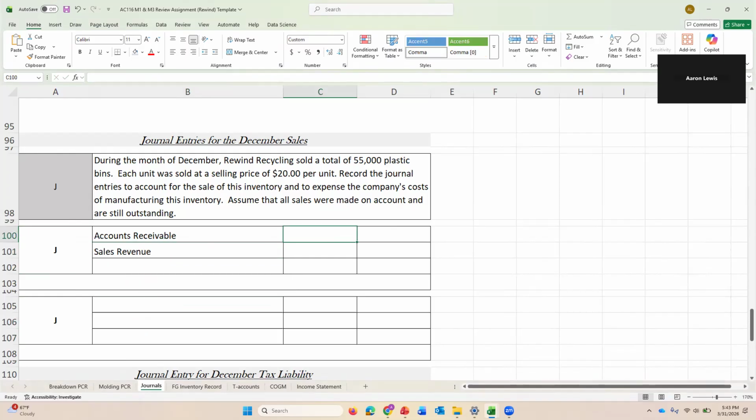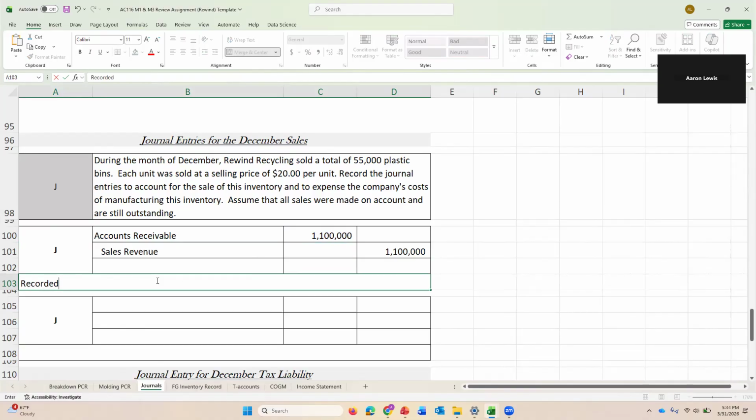And I'm told in this example that we have got to record the sale of 55,000 plastic bins at $20 a piece. So that's $1.1 million that's owed to us by whomever we sold these bins to. And since we sold them, that's how much we get to record for sales revenue as well when we recorded December sales.